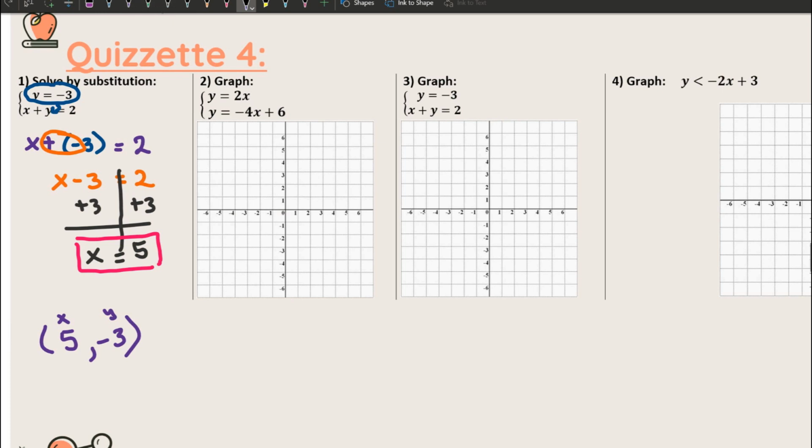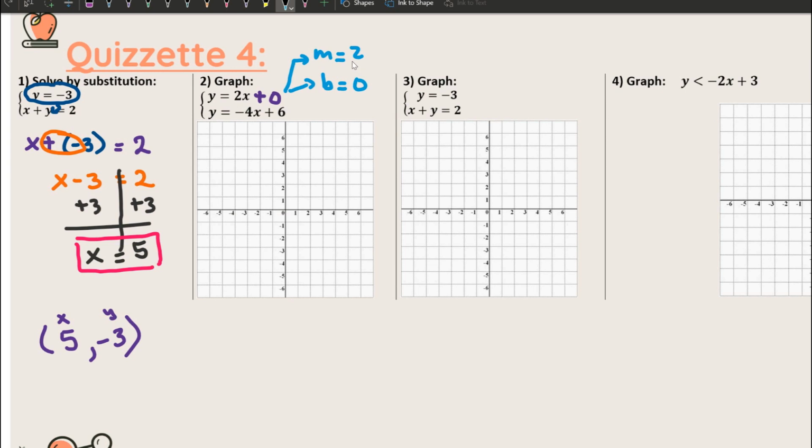We're going to graph another system, y equals 2x and y equals negative 4x plus 6. As we went over in class, this is already in slope-intercept form, y equals 2x. There's no y-intercept here. There's no number after the x, which means that it is 0. So we're going to find the slope. m is 2 and b is 0. Y-intercept is 0. Slope is 2.